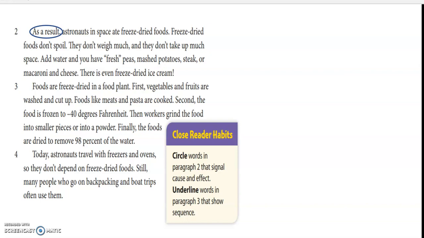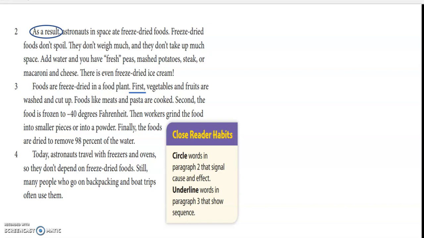Foods are freeze-dried in a food plant. First, boys and girls, there's another signal word there. First. That is a signal for sequence. First, vegetables and fruits are washed and cut up. Foods like meats and pastas are cooked.